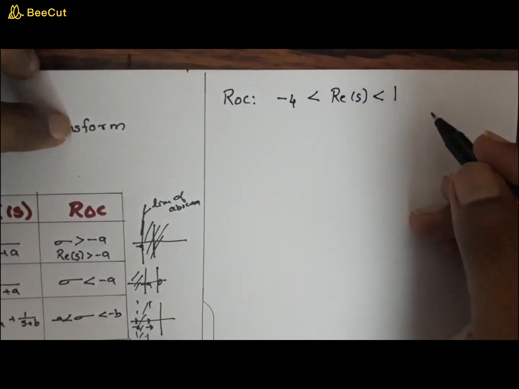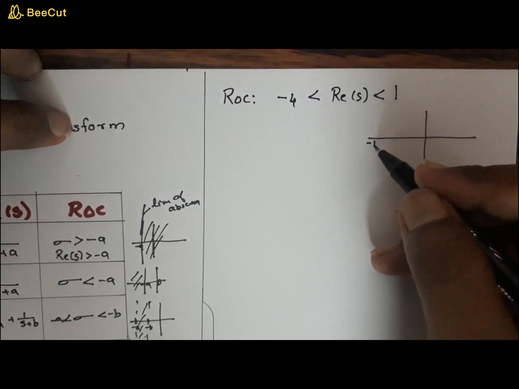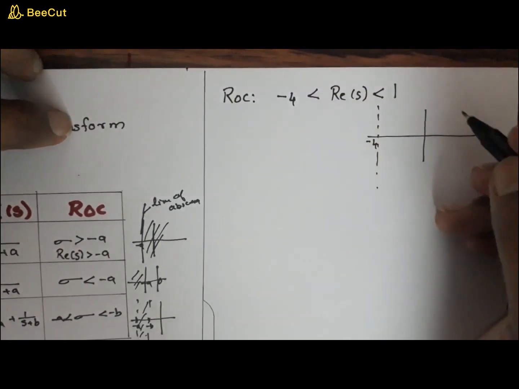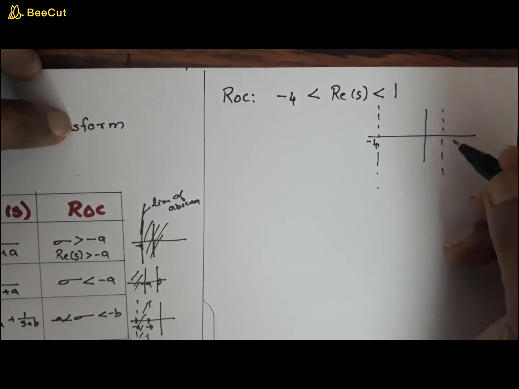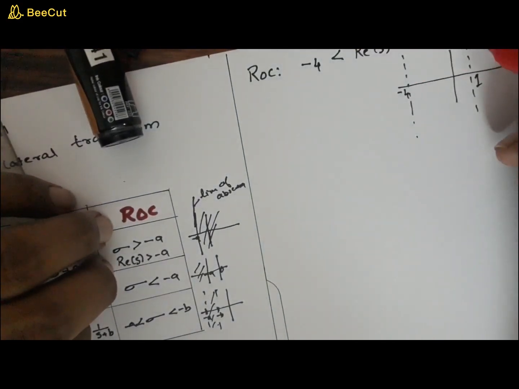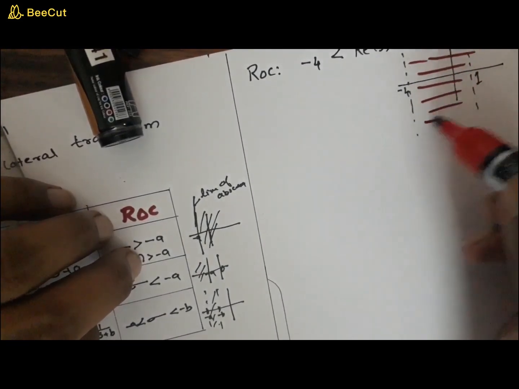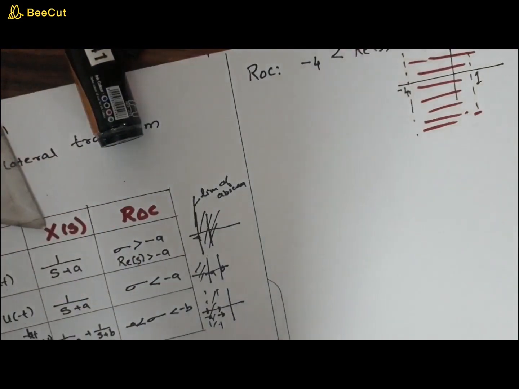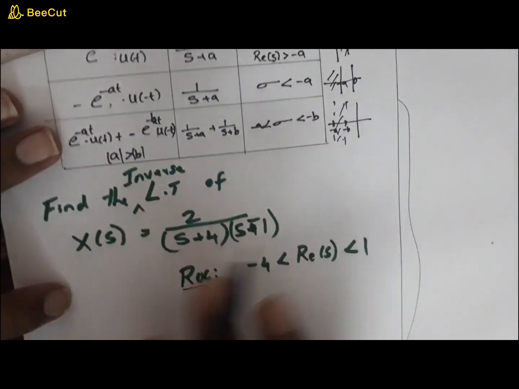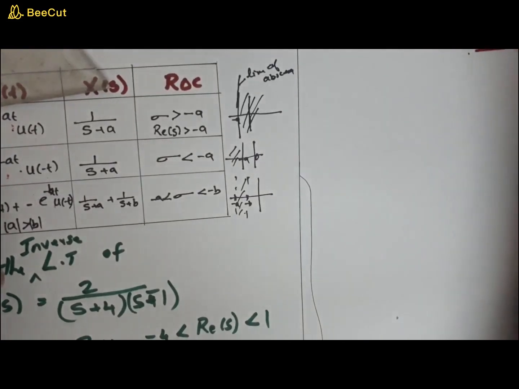Now if you start to draw this, you can find the region of convergence. That is, if this is minus 4, this is the line of abscissa, and this is 1. If it is 1, this region, right, this region is what is called the ROC, right? Okay, so this region is what is called the ROC. Now that means this particular signal, that is this x of s, will exist only in this region. That's what is meant by this region of convergence.